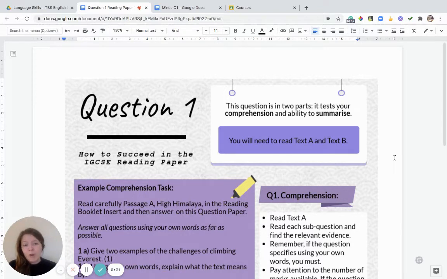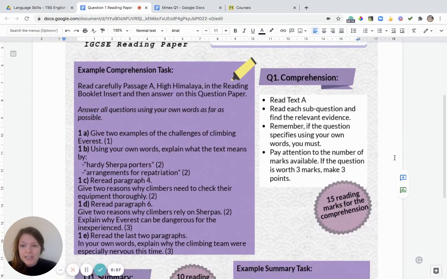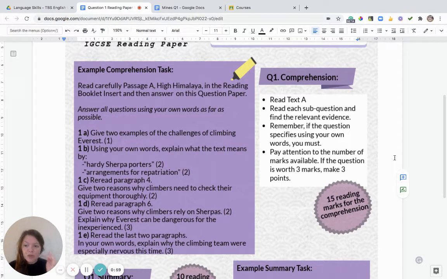Okay, so question 1 is in 2 parts, and it tests really 2 main things. It tests your comprehension, so the understanding of the text that you read, and it tests your ability to summarize in question 1F. For this question, you'll need to read 2 texts, text A and text B, and text C is for question 2 and question 3. So the first part of question 1 is always a comprehension task broken into smaller parts.